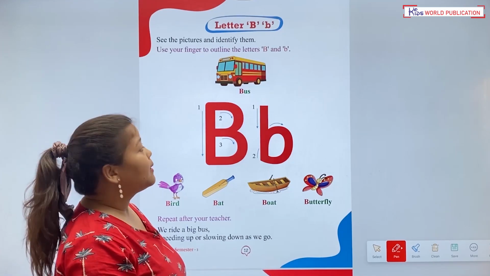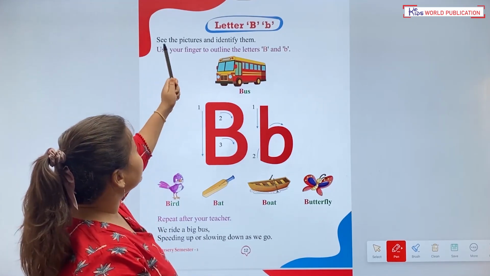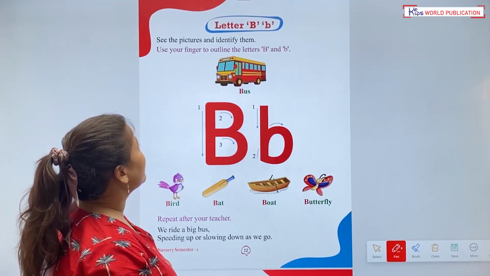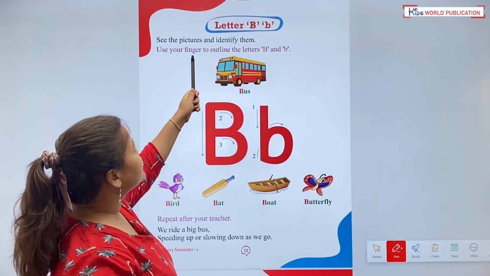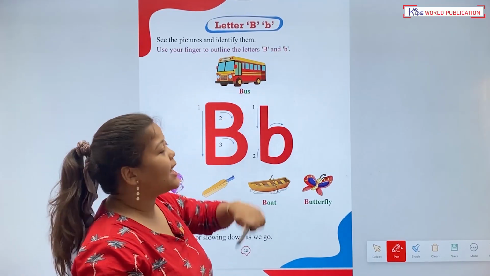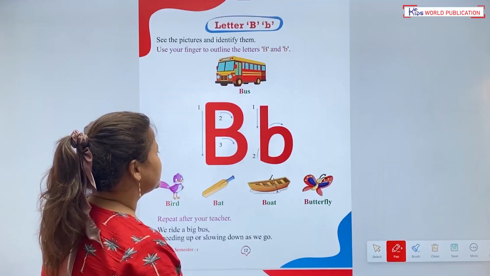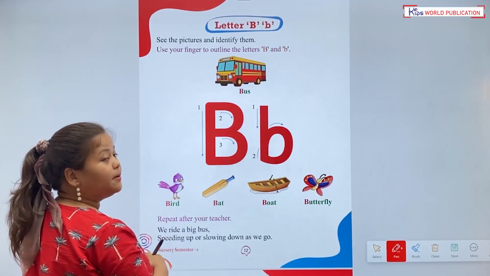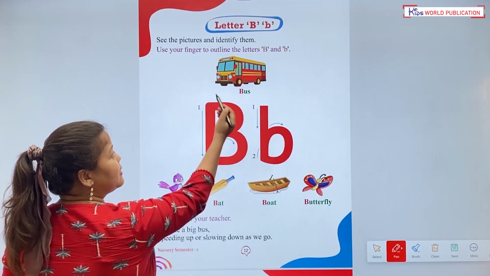Letter B, B. See the picture and identify them. Use your finger to outline the letter B and B. So kids, this is letter B. B for bus.